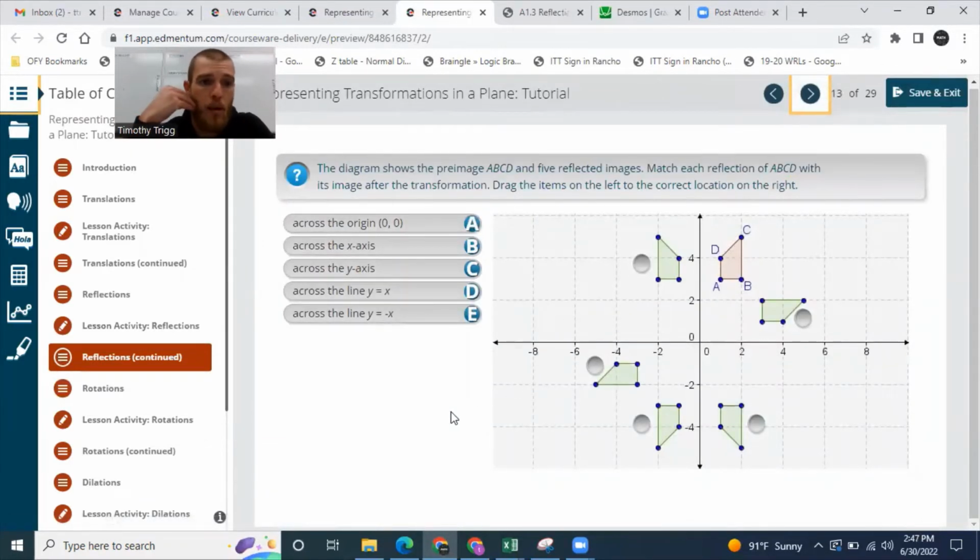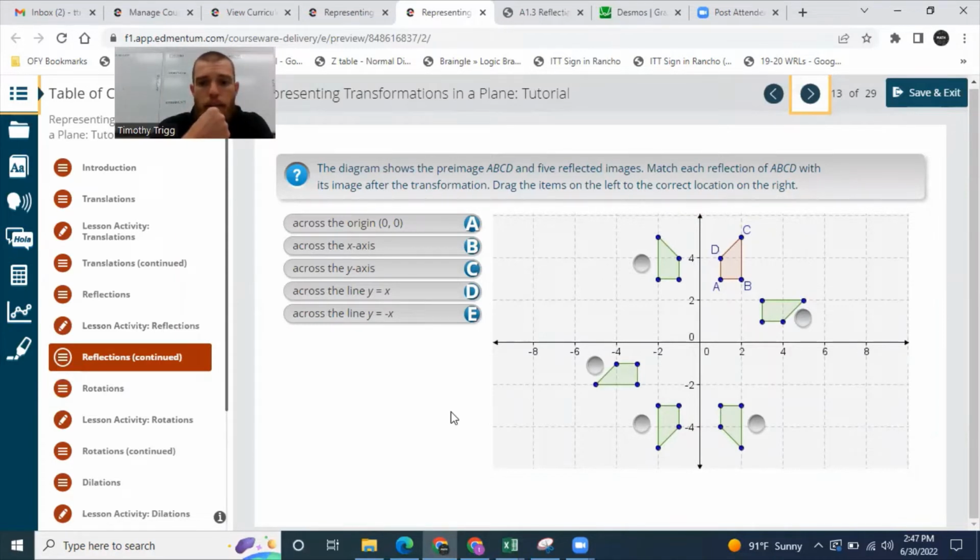Go ahead and meet me here on page 13. The diagram shows the pre-image ABCD and 5 reflected images. Match each reflection ABCD with its image after the transformation. Drag the items on the left to the correct locations on the right.